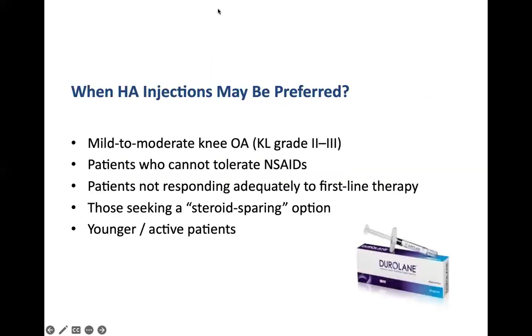So, mild to moderate knee osteoarthritis, grade 2-3, a patient who cannot tolerate non-steroidal anti-inflammatory drugs or steroid injection, a patient not responding adequately to first-line therapy, and who wants a steroid-sparing option. I think it's explaining what Dr. Riyadh said. They want to spare the steroid until later on, for example.